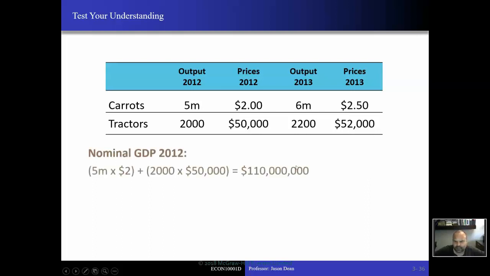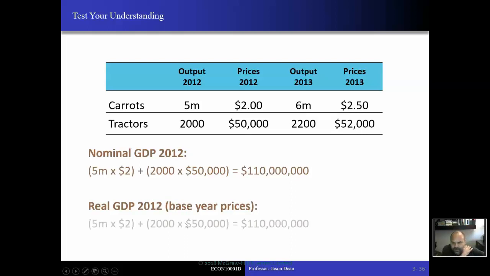So nominal GDP in 2012 is 110 billion. We've just multiplied 5 times 2 and then added to that 2,000 times 5,000, 50,000. Now how do we get real GDP? Well, when we calculate real GDP, it's the base year, so it's actually going to be equal to the nominal GDP. It's the same thing, because we are holding prices constant in the year 2012, and this is year 2012, so they're going to be the same.